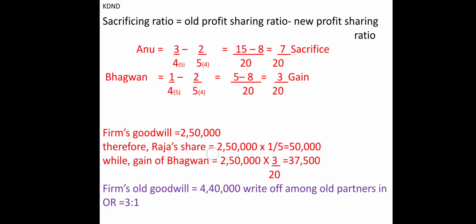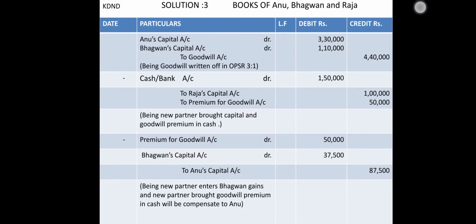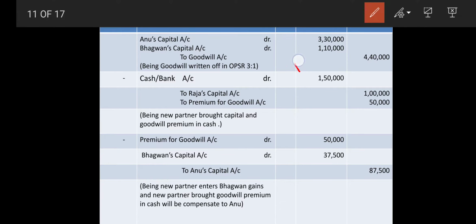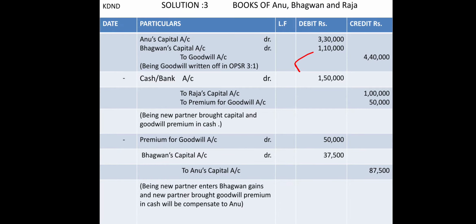Now journal entries are to be passed in a very simple form. First of all, write off the old goodwill. You can see the old goodwill is written off in 3:1. Goodwill always has a debit balance. Now we are writing it off, making it 0, so make it credit. So Anu's capital, Bhagwan's capital to goodwill account.